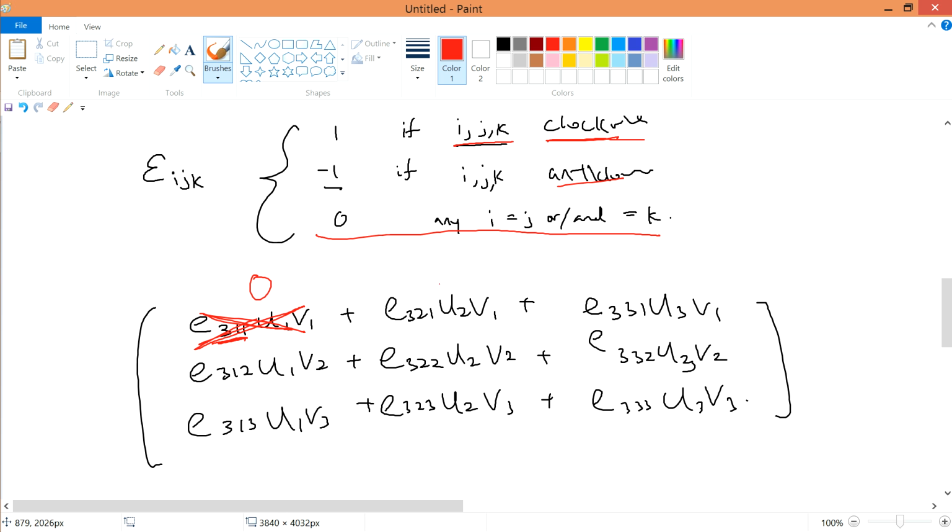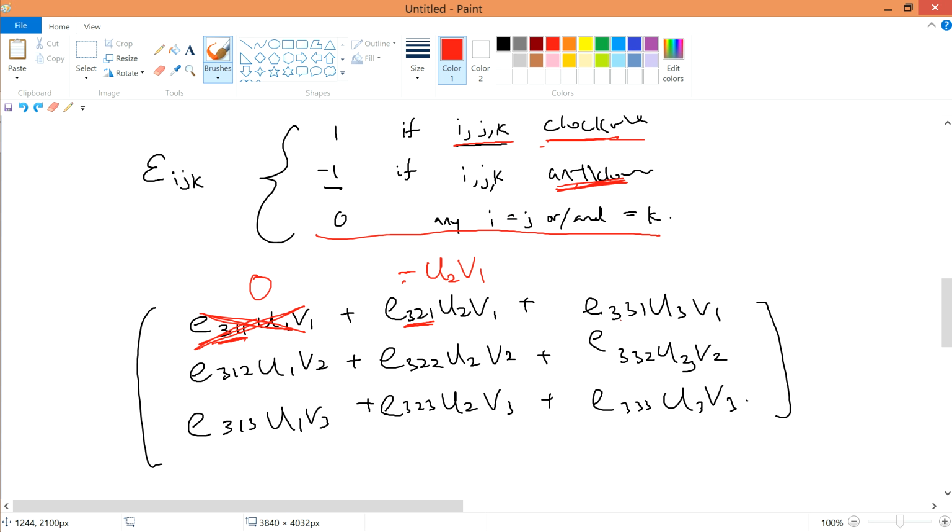Now E321 in this case is from 3 to 2 to 1. It's going in the anti-clockwise direction, the opposite direction. 3 2 1. Therefore I can say that this is minus u2 v1, because it's anti-clockwise. Anti-clockwise, then you put minus 1. So this is somewhat of an operation on the operator itself.